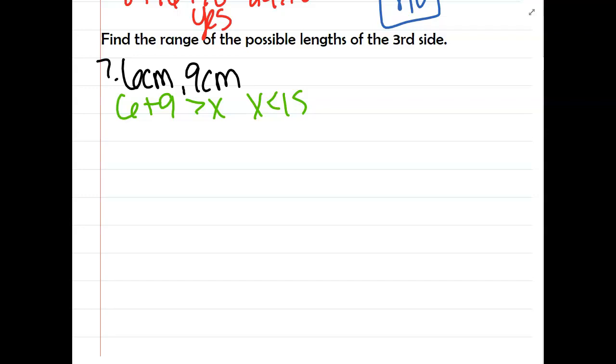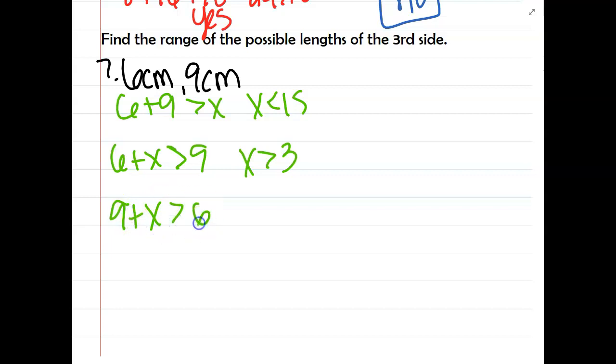Okay? But I also know that if I take 6 plus that third side, it has to be greater than 9. So subtract 6 from both sides. Well, it's got to be bigger than 3. But I know, too, that if I take 9 plus that third side, it's got to be greater than 6. So doing the same thing, I just don't know what that third side is, right? So subtract 9. I know that x would have to be bigger than negative 3. So we've got three options.